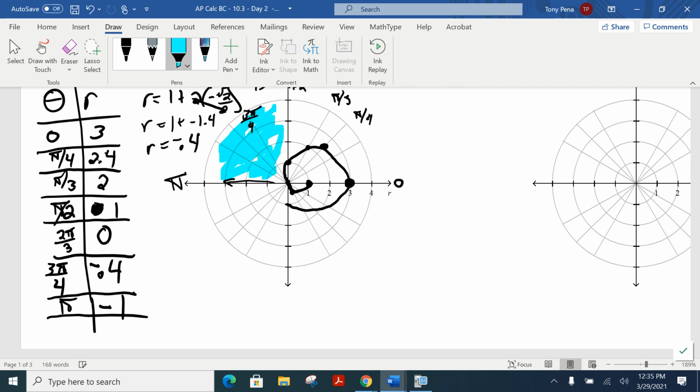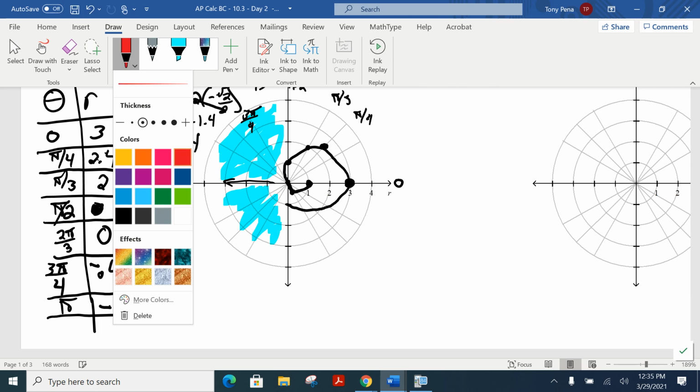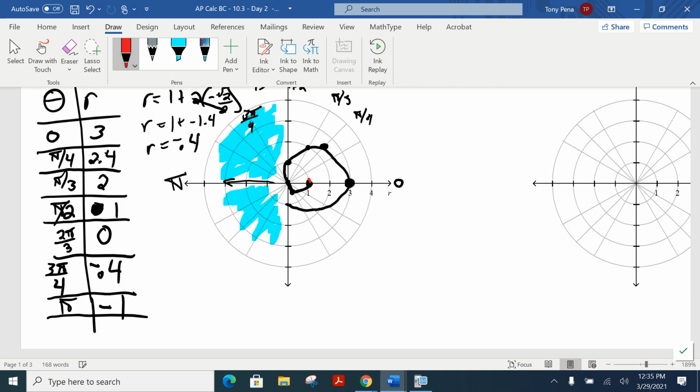So what has just happened in the second quadrant, we now need to reflect into the fourth quadrant. So if I now do a simple little reflection of this, it should reflect over here, kind of like this, right?